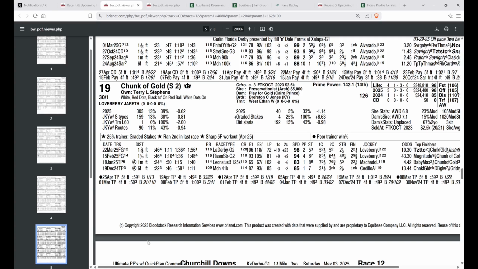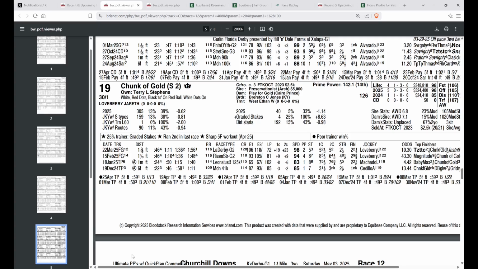If you thought his Leonardo Stakes was a good race, and you put him underneath Magnitude in the Risen Star, you got paid well because he was 43-1. So that's an example of how to use the BRIS numbers if a horse was pace compromised from a slow pace situation. Oh, and I forgot, also check out the late pace rating, or the LP, and you see that Chunk of Gold had a 102 for his LP in the Leonardo Stakes, so he was coming fast at the end, and he was just compromised by the pace.